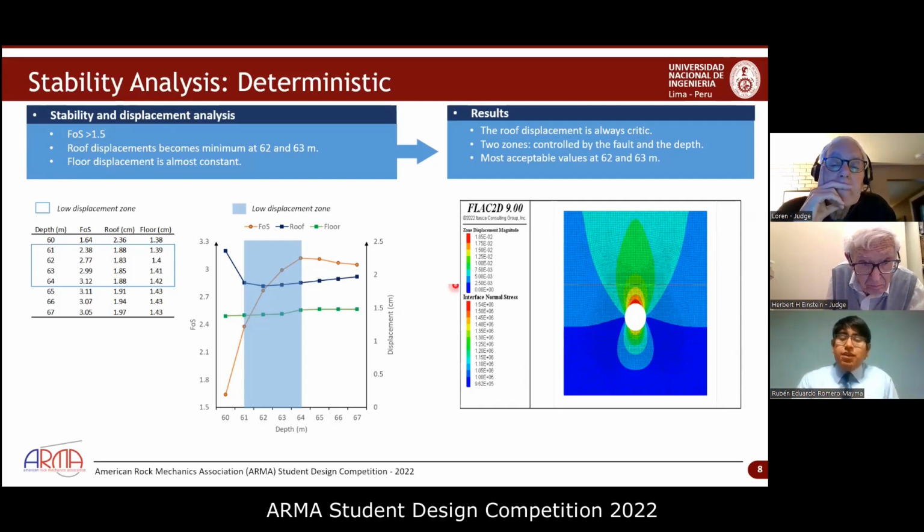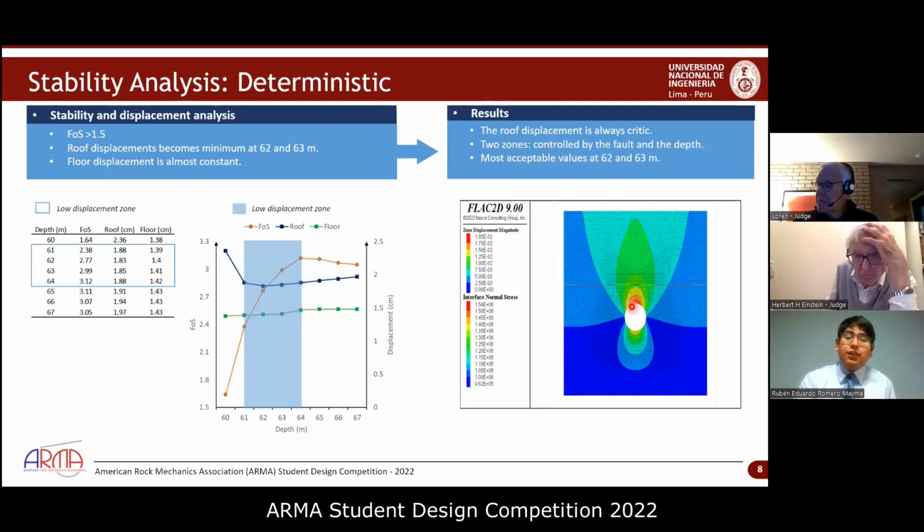The roof displacement becomes minimum at 62 and 63 meters in this table, and the floor displacement is almost constant. As the results, the roof displacement is always the most critical and is higher than other displacements around the tunnel. As we can see in the model, the highest displacements are on the roof.